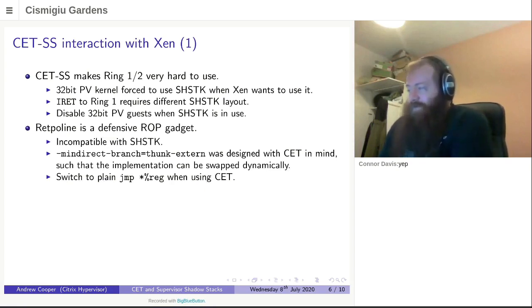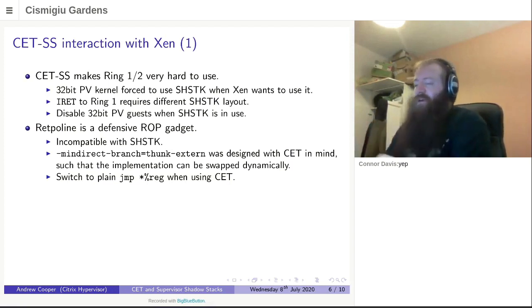The next thing to note, going back to the speculation theme, is that Retpoline is a ROP gadget. Retpoline deliberately modifies the return address on the stack to cause the branch predictor to not do something unsafe. Luckily, David Woodhouse and I took this in mind when we were helping GCC build the Retpoline protection. So Thunk Extern specifically was a feature put in because we requested it to allow a kernel to provide its own Retpoline thunks. We used that on Xen.